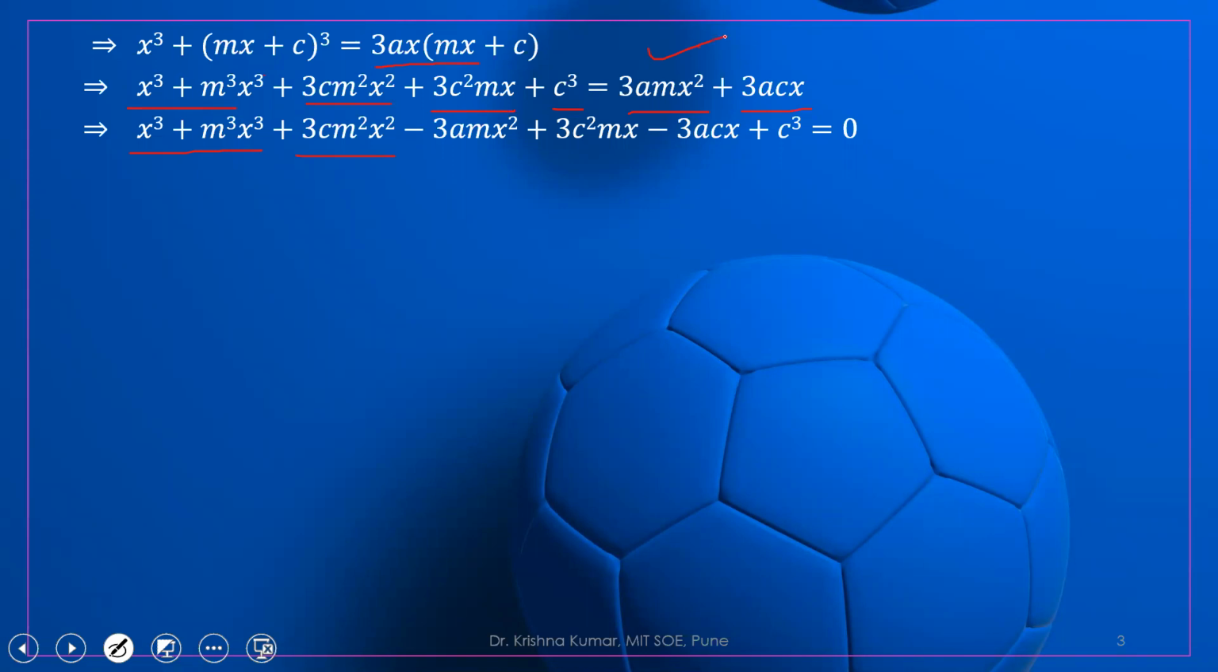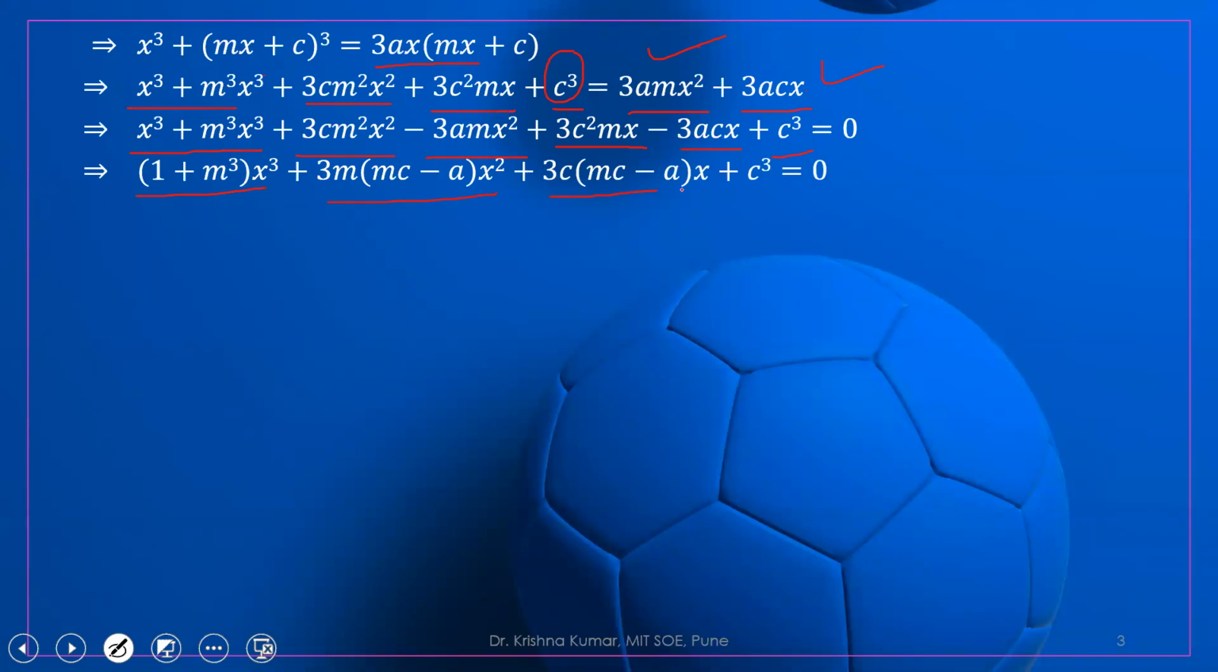We again transpose this part to this side. Plus will become minus 3amx^2. Then this term 3c^2 mx, and the last term 3acx, and there is a last constant term c^3. So now this is the descending order of descending power of x. Now again x^3 is common, we can take x^3 common over here. Here x^2 and 3m is common, we can take outside, and then x is common and c^3 equal to 0. So now this is what it is, the cubic equation.